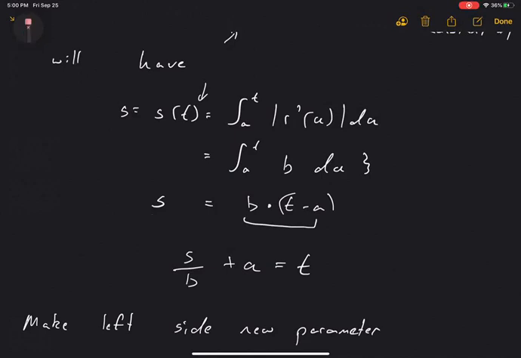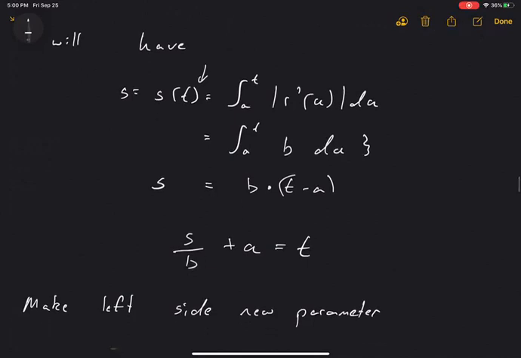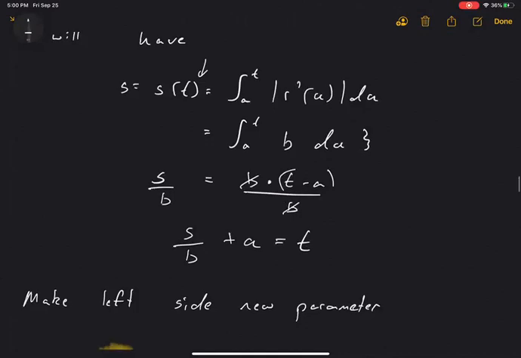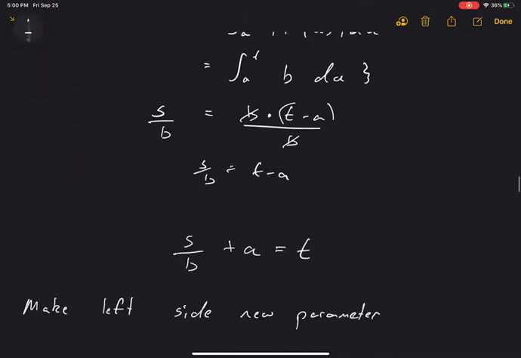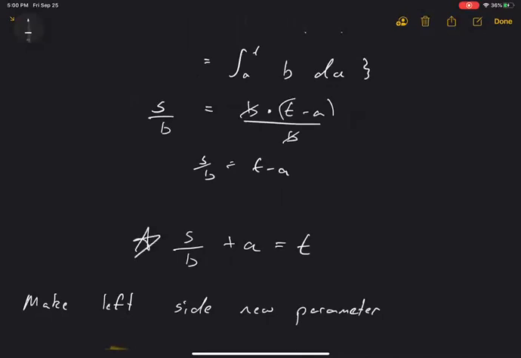Okay, and now let's rewrite, let's get t by itself. Okay, so what do I do? First thing is I divide both sides by b. So those cancel, and I get s over b equals t minus a. And then I add a to both sides, and I end up with this.